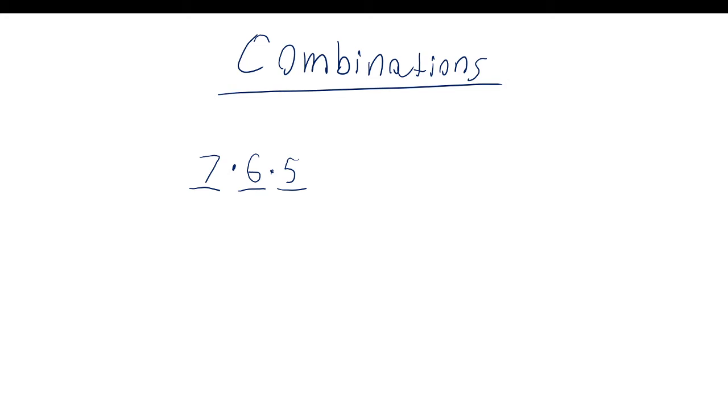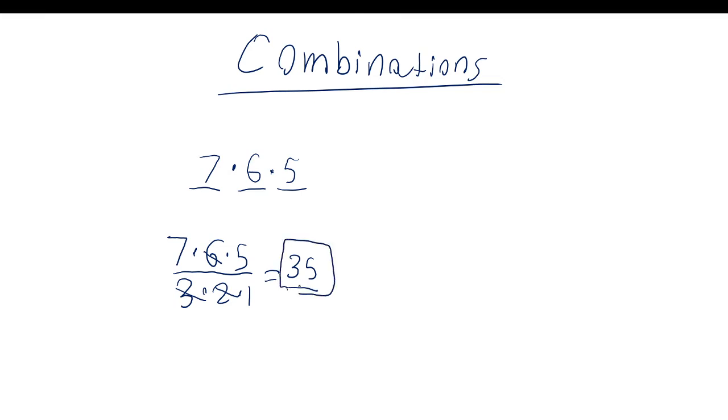7 times 6 times 5. We have 3 people we need to choose, and there are 3 factorial ways that we can choose these 3 people if order mattered. But order doesn't matter. So this is just 7 times 6 times 5 divided by 3 factorial, which is 3 times 2 times 1. And computing this, these cancel. We have 35 ways that we can do this.